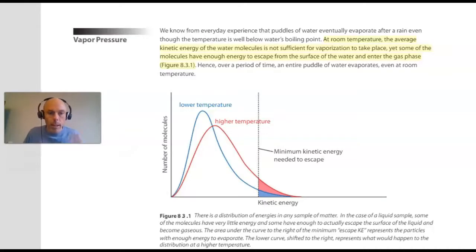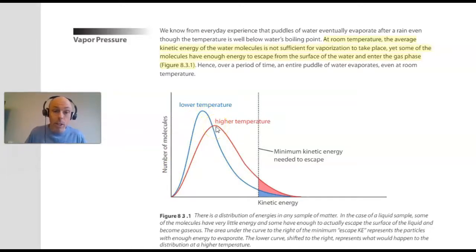All right, we're back in our ebook, section 8.3, page 486, looking at this section titled Vapor Pressure. We're going to look at these curves first. These are Maxwell-Boltzmann distribution curves representing the distribution of molecules at a variety of kinetic energies. We know that at a lower temperature, the average kinetic energy of the molecules is lesser than at a higher temperature. Blue curve versus red curve.